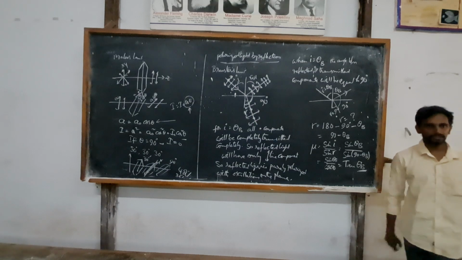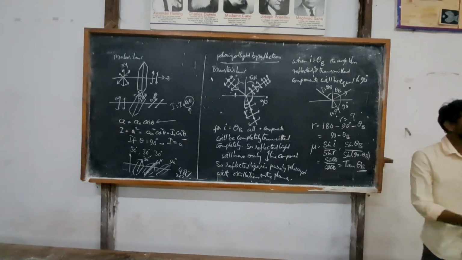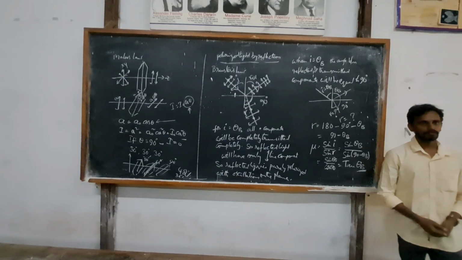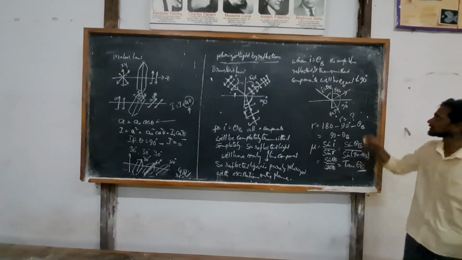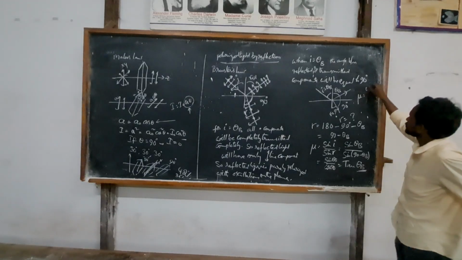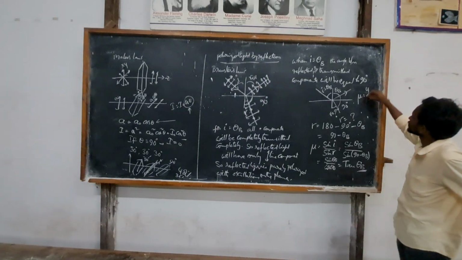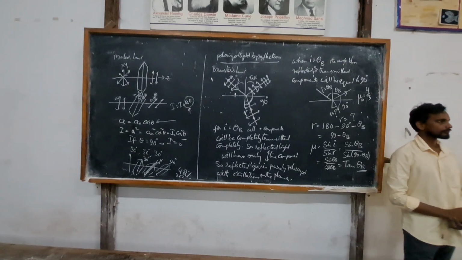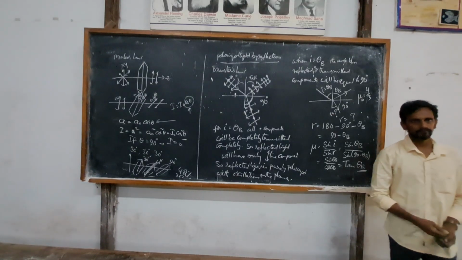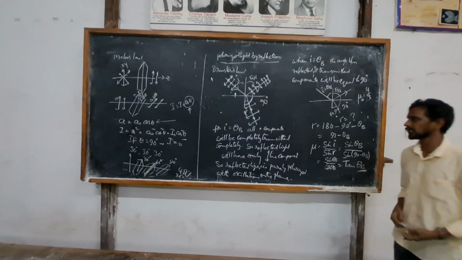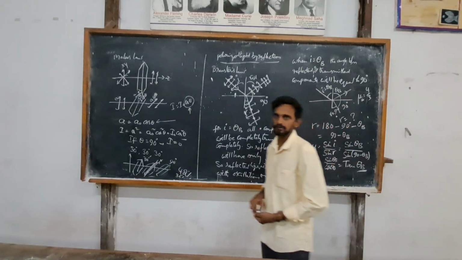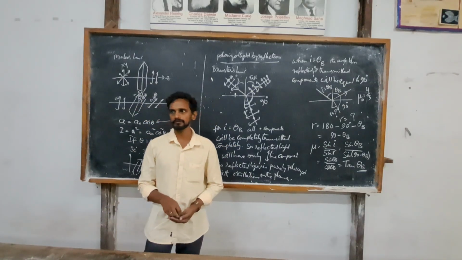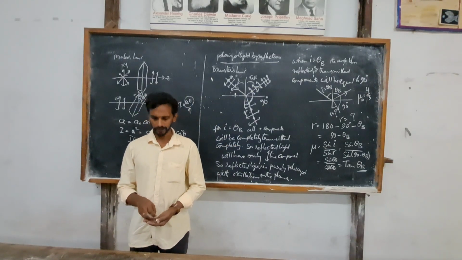Right? Let's say you take a container of water with refractive index 1.33. The refractive index of water is 4 by 3, that is 1.33. So what is the angle of incidence for which the reflected light is completely polarized? What is the Brewster angle for water? Let's calculate that.